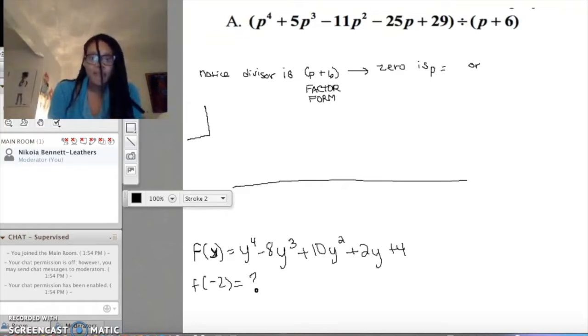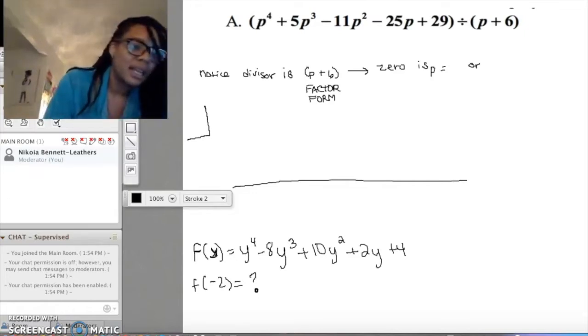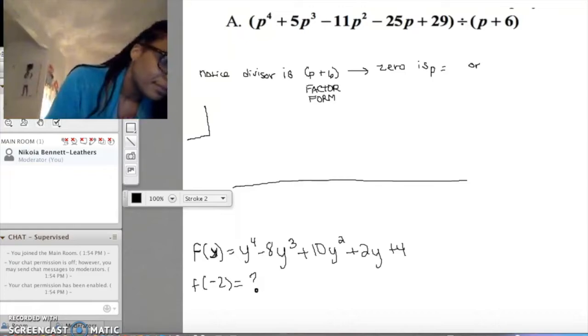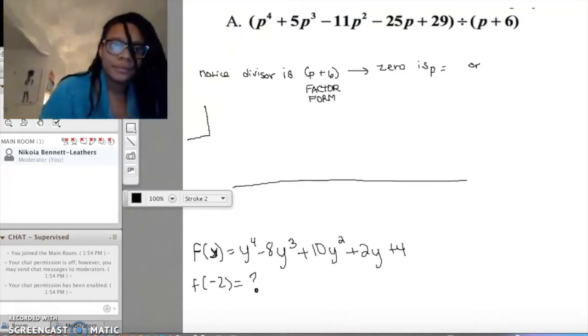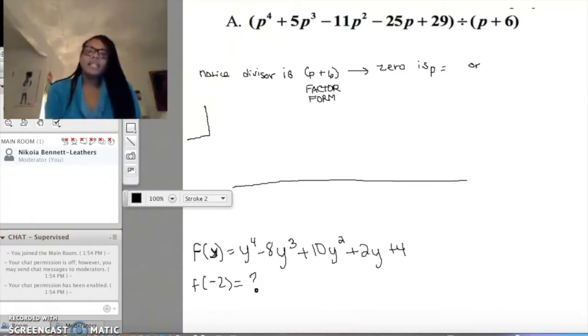So our first question, and I am going to make sure my whiteboard is connected. Okay, our first question: we're looking at the following polynomial. We are going to determine whether or not p plus 6 is a factor. We're going to do synthetic division first. Notice p plus 6 is our divisor, and the divisor is written in factored form.